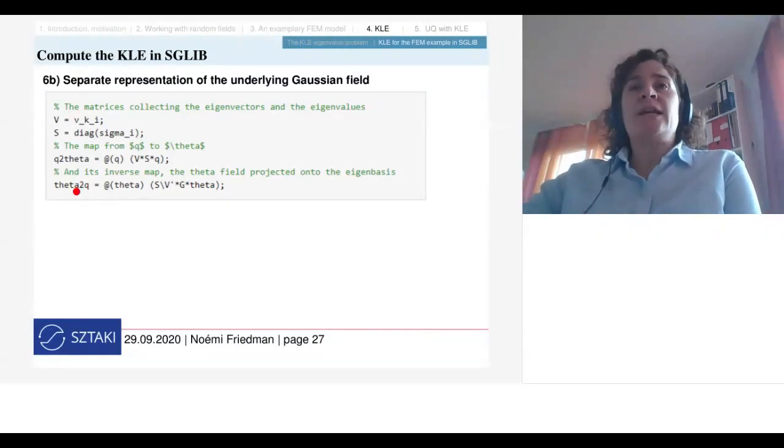And this is what I need for the computations. What you saw in this framework, I have to define all those maps that were in that framework. So a map which maps me from the Q to the theta field is simply the KL expansion, leaving out the nodal basis vectors, because then this will give me the values of theta only at the KLE mesh nodes. And I can also define the inverse. So when I want to go from theta to Q, I can also do that.